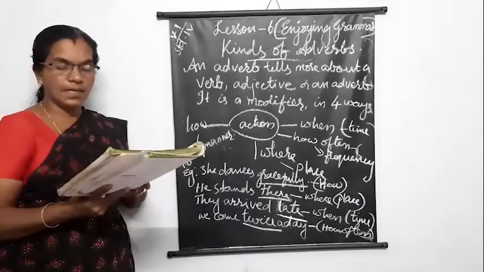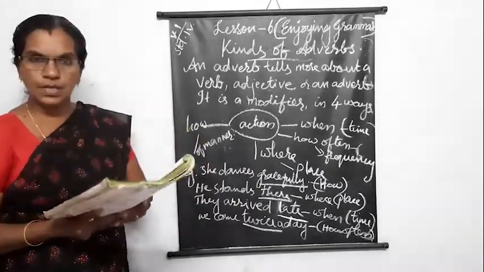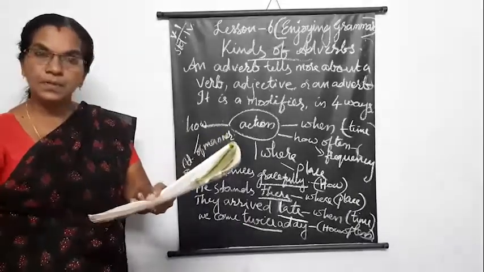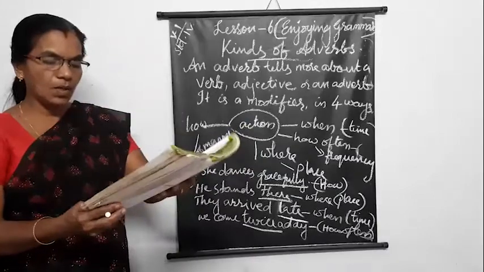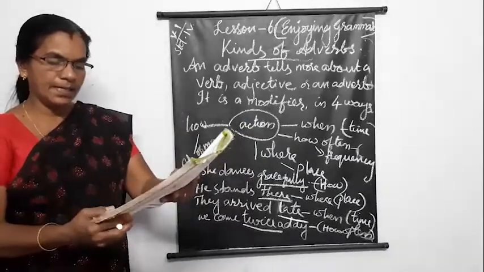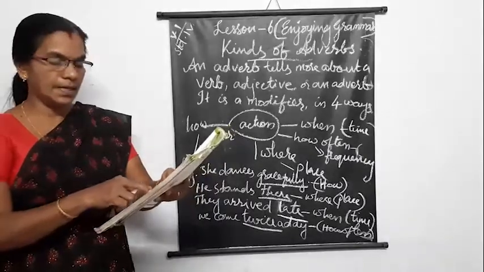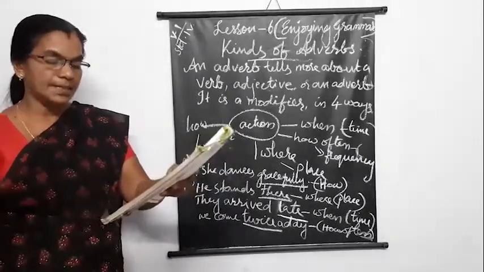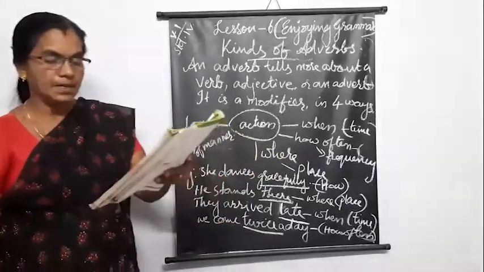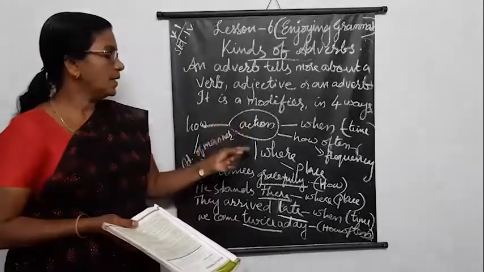He spoke clearly. She draws beautifully. The old man walks slowly. Here, clearly, beautifully, slowly are the adverbs. Clear? Some more adverbs of manner are silently, quickly and fairly. So, we studied some words: clearly, beautifully, slowly, silently, quickly, fairly. These words are adverbs of manner. So, clear? One kind is over.